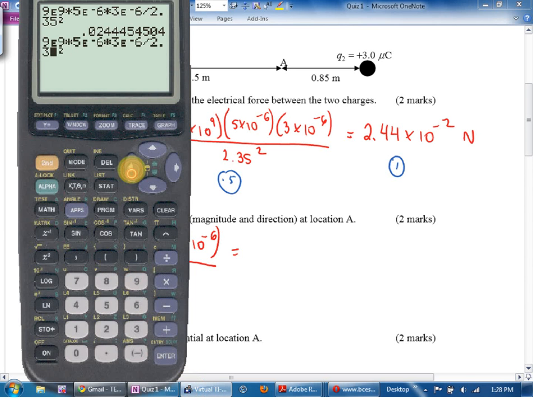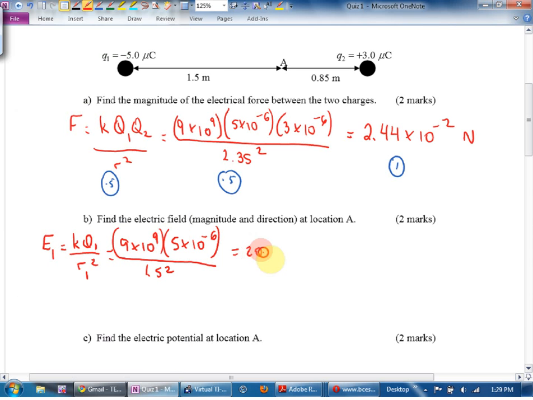I'm going to be a bit lazy and I'm just going to go like this. Delete, delete, delete, delete, delete. And then what did I say it was? 1.5 squared. 20,000 newtons per coulomb. Direction. Which way would a positive charge want to move if it could, because of this guy? Left or right? Left.